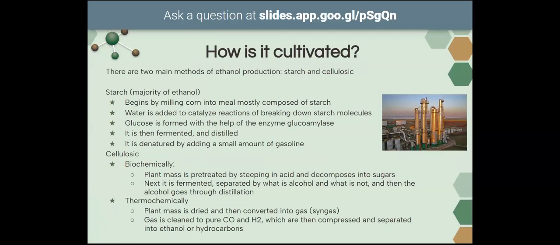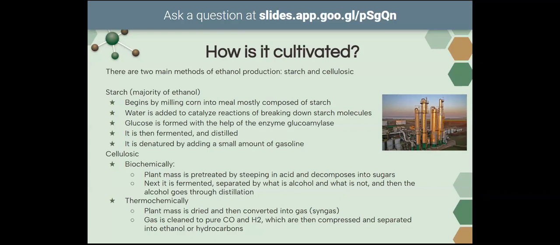So, this begins by milling corn into cornmeal, which is mostly composed of starch, then adding water to catalyze the reaction and break down the starch molecules, then forming glucose with the help of the enzyme glucoamylase. Then the glucose is fermented, distilled, and finally denatured by adding a small amount of gasoline, and then it is ready to be produced as the ethanol that we all know.